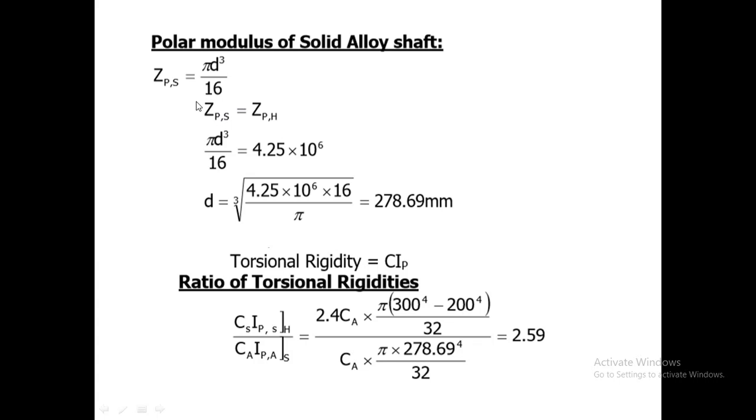So the condition is that polar modulus should be same for solid and hollow shafts. So we'll equate these two equations now. So pi d cube by 16, and this is the polar modulus of the hollow shaft which is known. So in this, the polar modulus of the solid shaft diameter is not known. So by equating this equation we will get directly the diameter of the shaft. So it is 278 millimeters here.